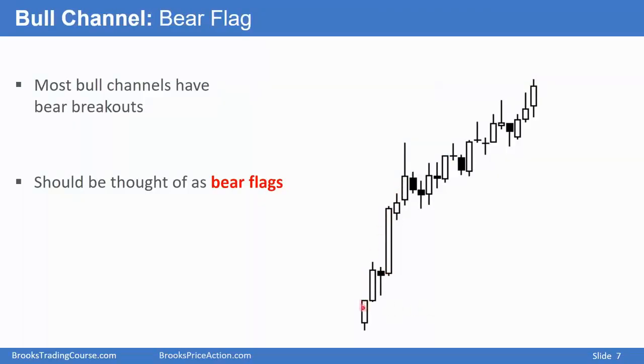Here we have a strong bull breakout, and then a pullback, and then a channel, overlapping bars, some bear bars, pullback, pullback, pullback. So it's a bull channel. It's a bull channel in a bull trend. However, the odds favor a bear breakout. Whenever I see a bull channel, I always think of it as a bear flag, even though it's not a bear flag. It's a bull channel in a bull trend. The odds are it's going to eventually get a bear breakout.